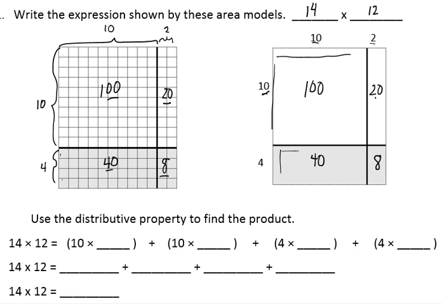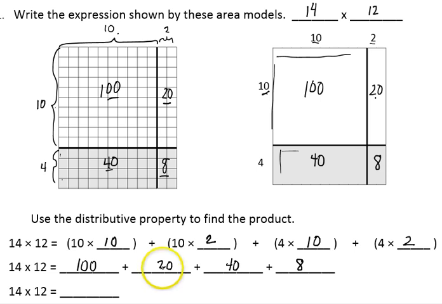Now we can drop down and see how that relates to the distributive property. So the first thing we did was we took 10 times 10 for the first rectangle. Then we took 10 times 2, and down here we took 4 times 10, and then 4 times 2. We then found the product of each of those. 10 times 10 is 100, 10 times 2 is 20, 4 times 10 is 40, and 4 times 2 is 8. I just need to combine those products to get my final answer.